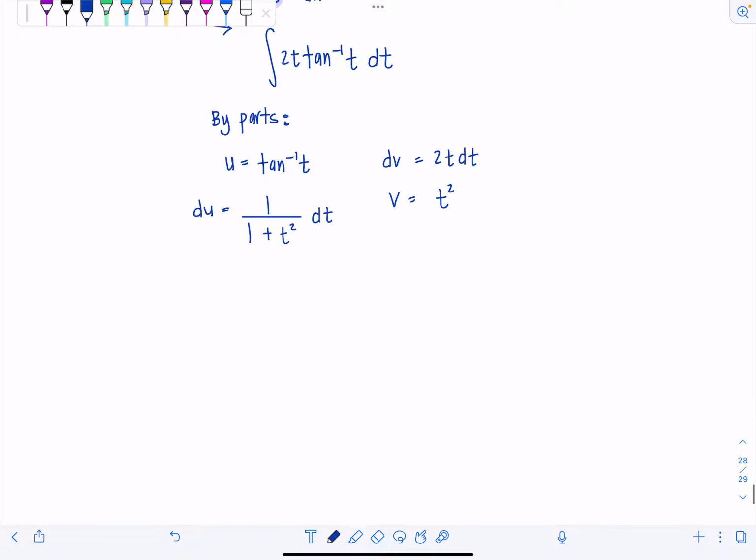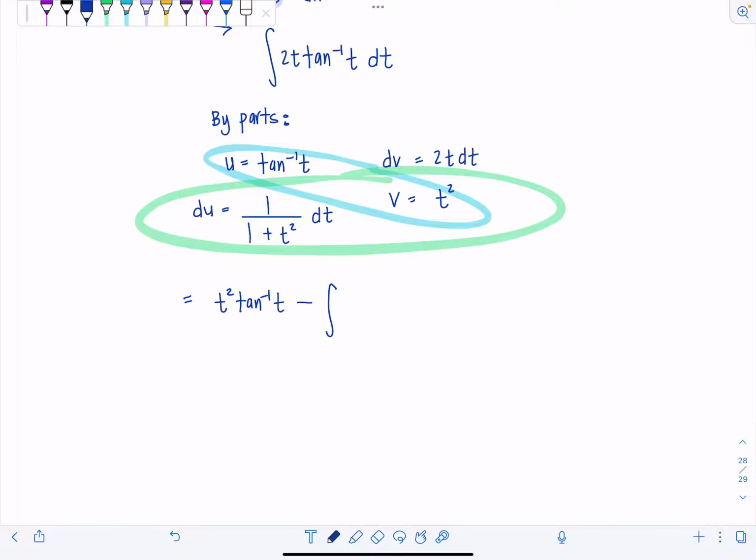Lovely. So now our integral is going to equal uv, this product here. I'm going to put the t squared in the front so it's more clear. t squared tan inverse of t minus the integral of v du right here. So we've got t squared times 1 over 1 plus t squared dt. Now, how to tackle this integral right here?